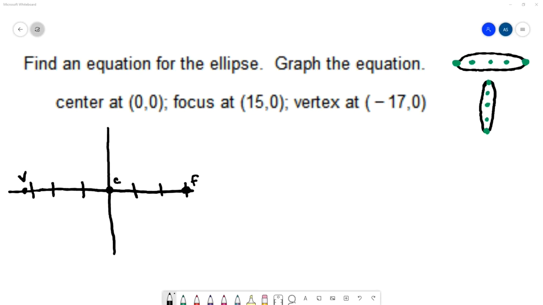And let me get a screenshot of the equations that we're going to be working with. Excuse me, that was a bad screenshot. Let me get a better one. So these are the equations of the ellipse.